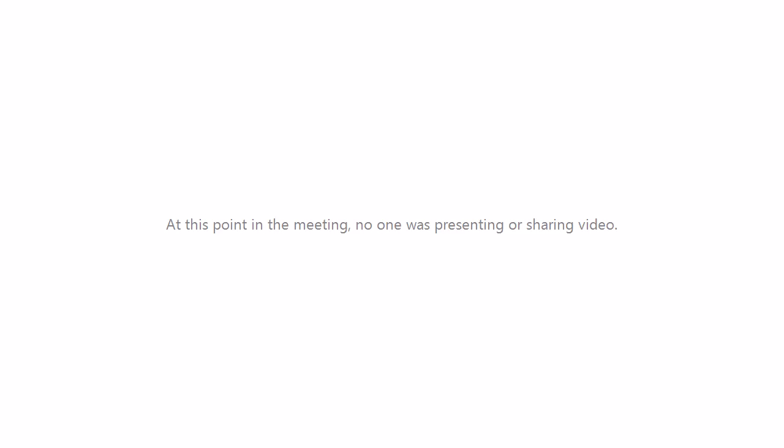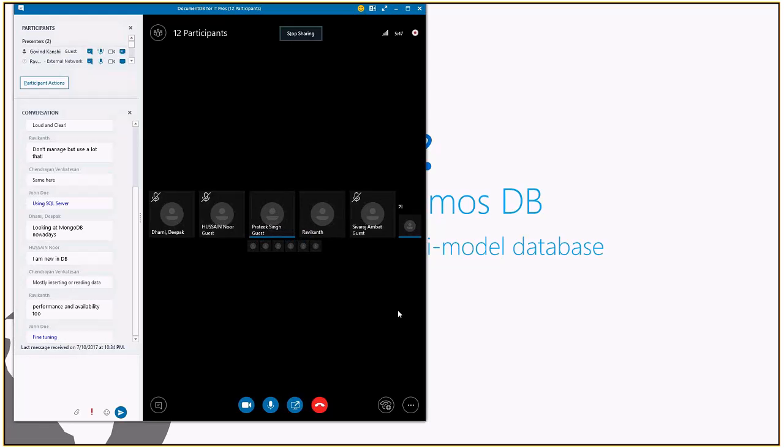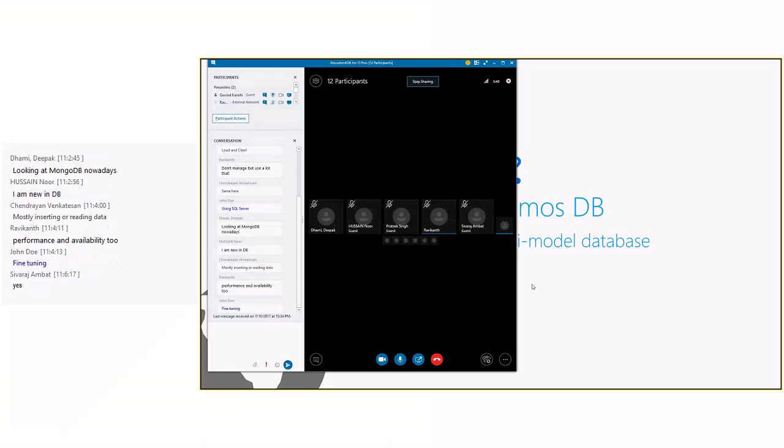Can you see the screen? Not yet. Yeah, it's coming up now. Okay. It's coming up now? Okay, awesome.